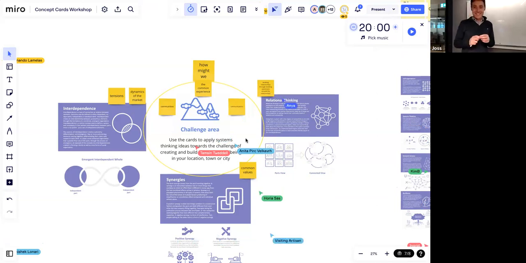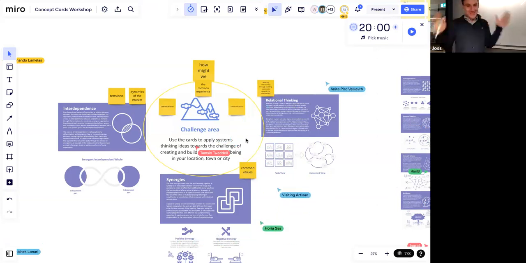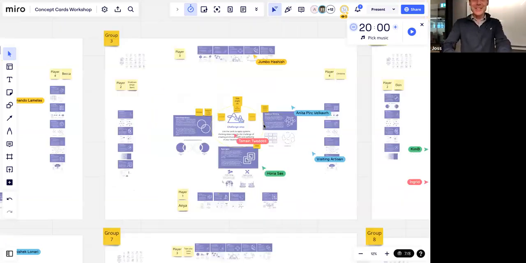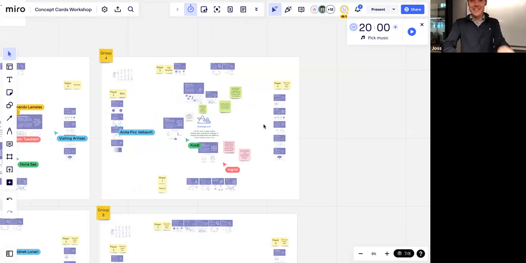So you're in a systems thinking workshop. There's always relationships between everything, right? There we go. So here we are, number 4. Do you want to share briefly?